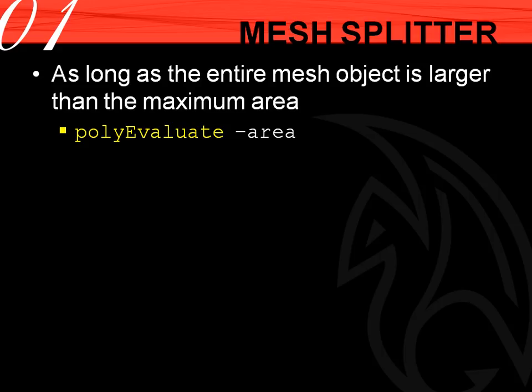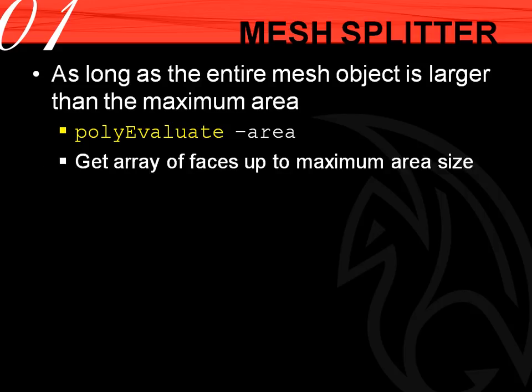This is the command that allowed us to find the area of an entire object. Now, we didn't want to use this command because we wanted to find out the surface area of a single triangle. But in this case, we can use it to find the surface area of an entire object and compare it to the variable that the user has put in for the maximum size of each chunk. And if that size has already exceeded the maximum size of the object, then there's no point in actually starting this process at all.